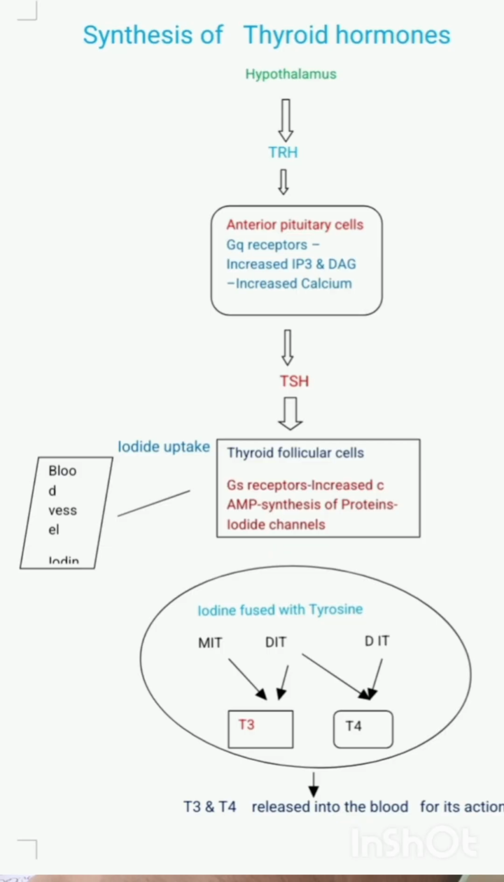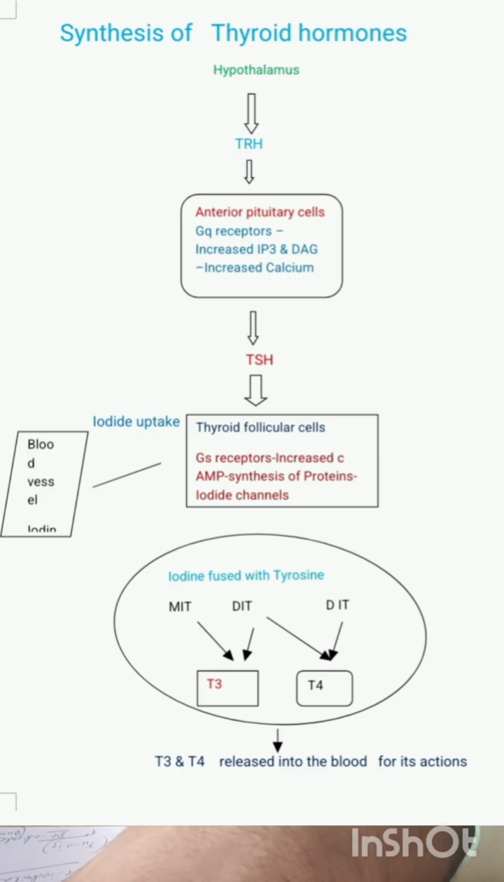It acts on the anterior pituitary cells, that is, a specific type of receptor present on the anterior pituitary cells called Gq type of G protein coupled receptors. When there is a stimulation of Gq, there are increased levels of inositol triphosphate and diacylglycerol, that is, second messengers. Because of this, there is increased intracellular calcium. Because of this, there is a release of thyroid stimulating hormone from the anterior pituitary cells.